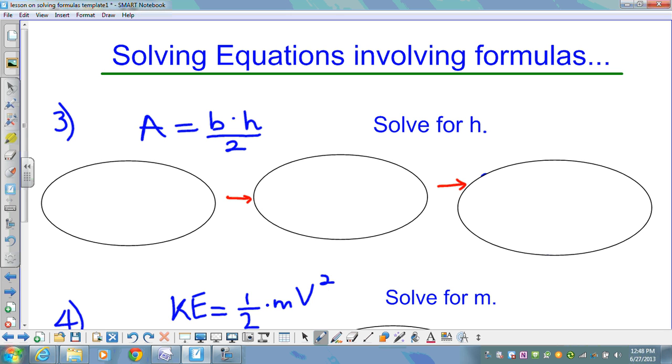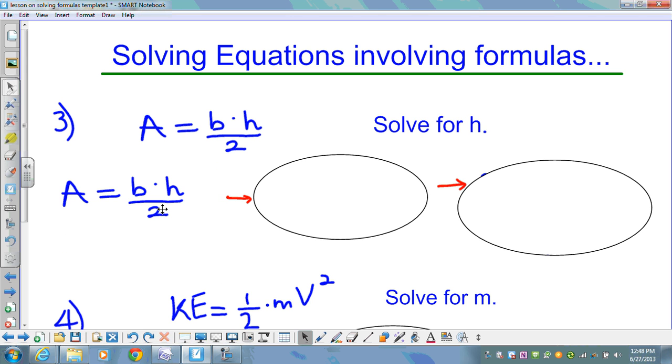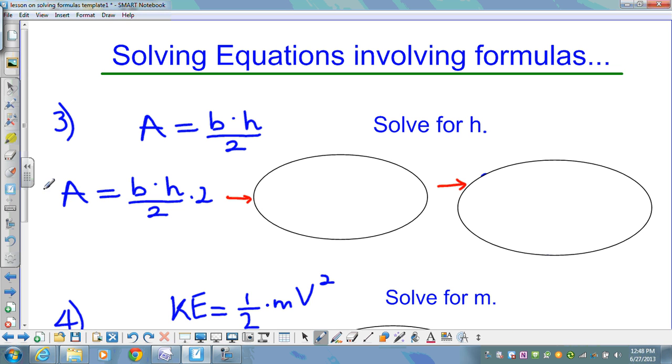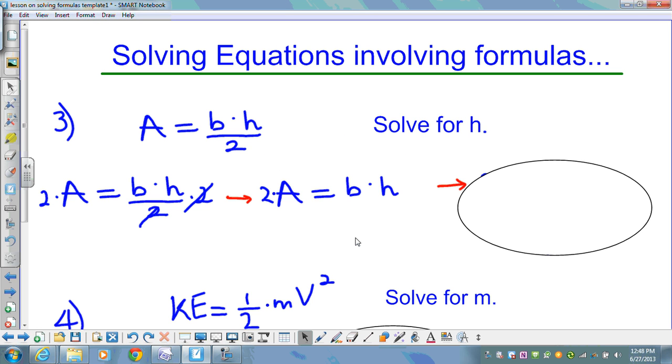So once again, since we have a denominator of 2 in the equation, you may want to clear that out first by multiplying both sides by 2. So let's multiply both sides by 2 on this side and by 2 on the other side. So the 2's will cancel on the right-hand side. And what we have left is 2 times A equals B times H.